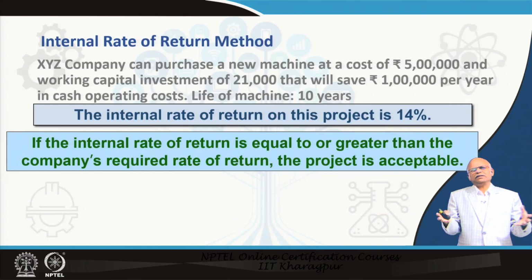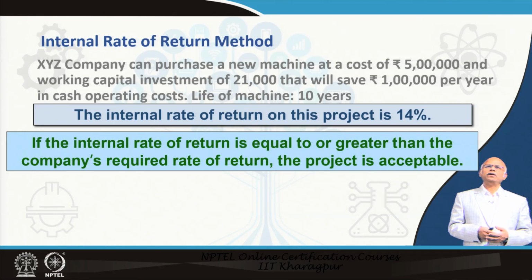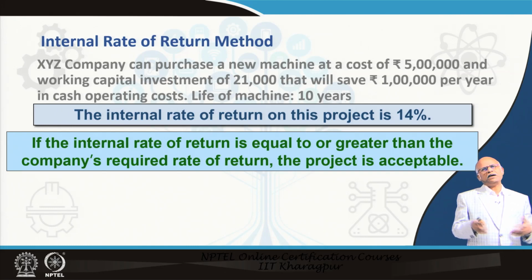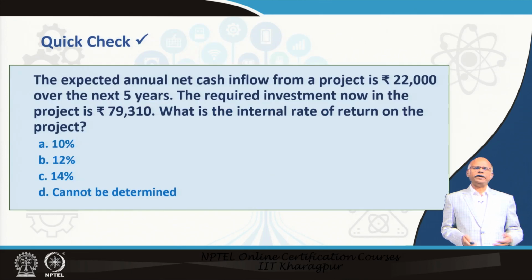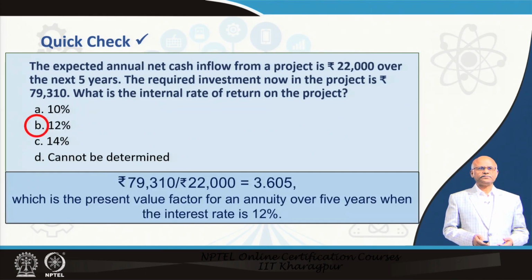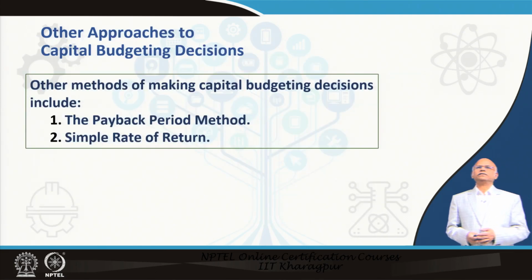Now, suppose another very simple example. Suppose XYZ company can purchase a new machine at a cost of 5 lakh rupees, working capital is 21,000, that will save 1 lakh rupees per year, and the internal rate of return is estimated to be 14% the same way. It is just a repetition. This is another example, you just read that and find out the value, it is 12%. So, this is another example that you can practice.